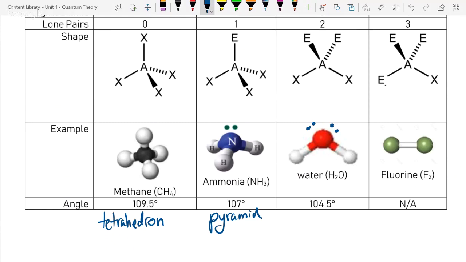By the time we get to 1 lone pair of electrons, it cuts a couple degrees off. And now something like ammonia is down to 107 degrees.